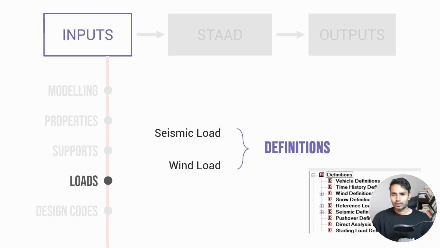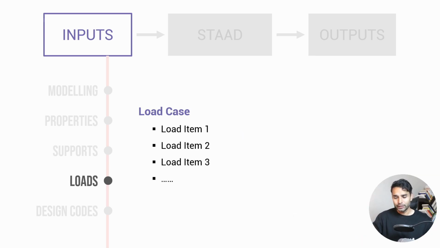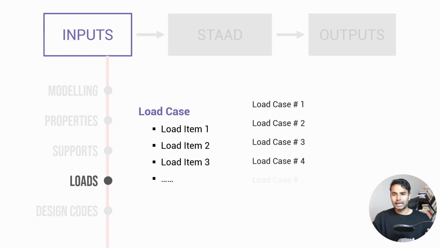So definitions would look something like this. You can provide vehicle definitions, time history definitions, wind definitions, seismic definitions, and many other definitions if you want. Once you have defined your load cases, each load case will be given its own title or its own number, and later, depending upon what the load type was, we'll create load combinations and put them inside STAAD Pro again to give us some results.